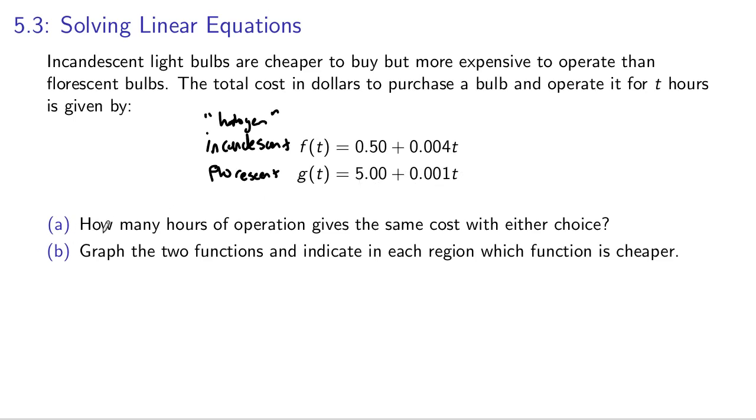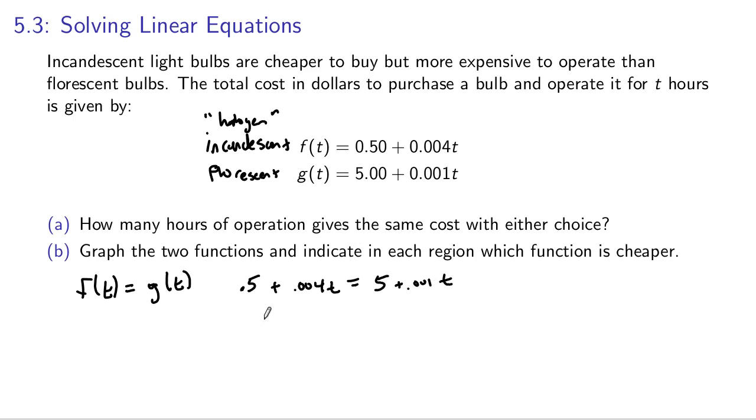Part A: how many hours of operation gives the same cost with either choice of bulb? That would mean, when is the output of F equal to the output of G? We can figure this out by setting the rules equal to each other. 0.5 plus 0.004 T equals 5 plus 0.001 T.